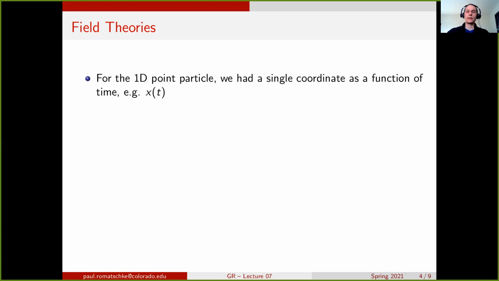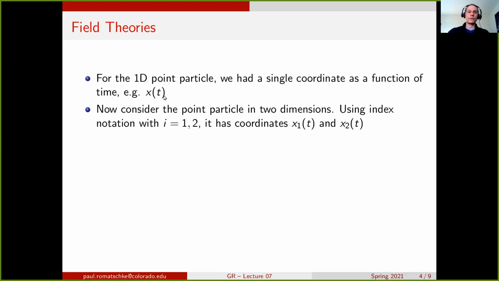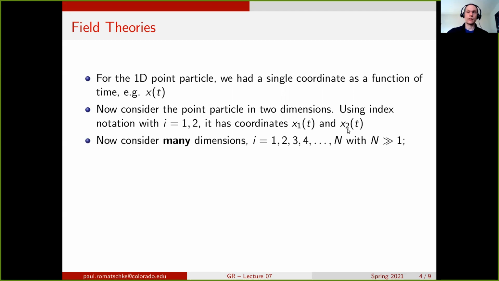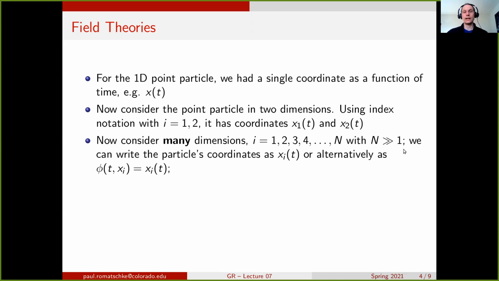So let's get started with the point particle in one dimension, which has a single coordinate as a function of time, x of t. If we now consider the point particle in 2 dimensions, and we do this in index notation, so with an index i that runs from 1 to 2, it has 2 coordinates, x1 of t and x2 of t. Now let's generalize this concept to many dimensions. So not just 3 or 4, but n dimensions, with n being much, much bigger than 1. We can again write the particle's coordinates, x_i, in index notation, where i now runs from 1 to n.